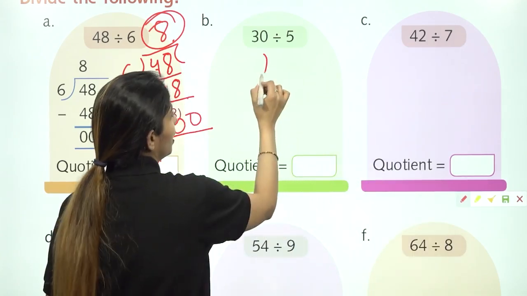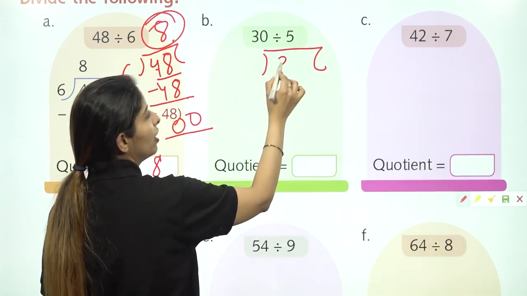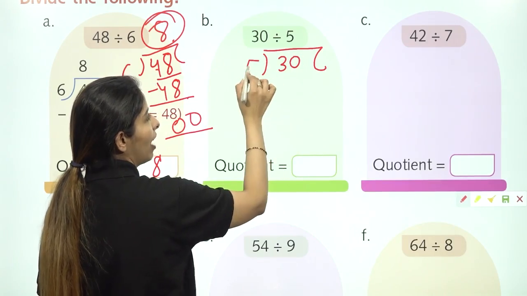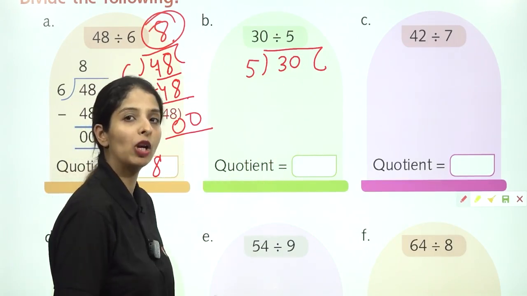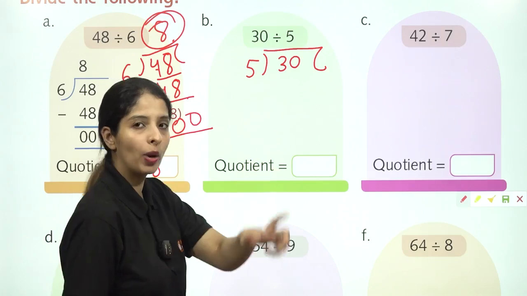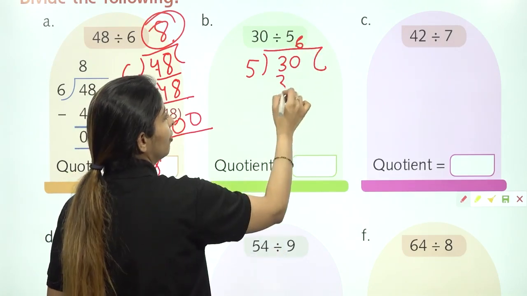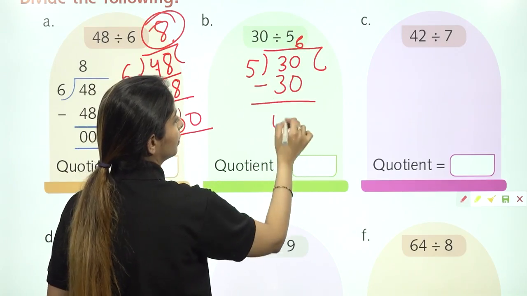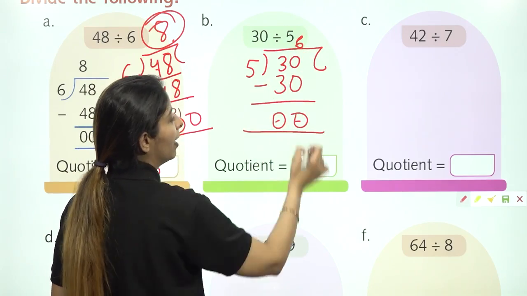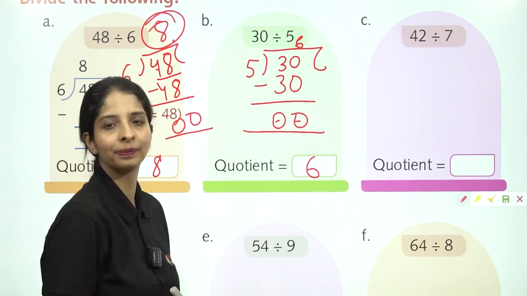Similarly here, first you will write the dividend, divisor, and start calling up the table of 5. 5 fives are 25, 5 sixes are 30. So at 6, we get this, right? So the quotient here is 6.